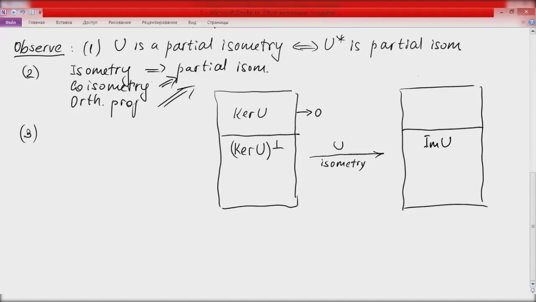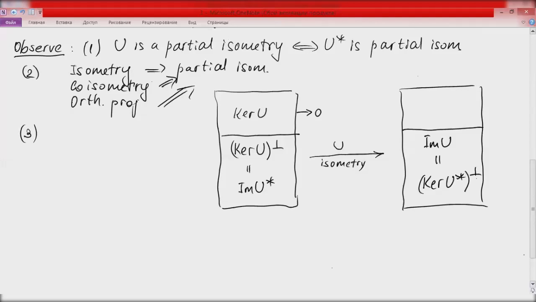Well, let's now recall that this is not the end of the story, because we can now look at U star. So the orthogonal complement of the kernel of U equals the image of U star. Well, why is it so? In fact, for each bounded operator, the orthogonal complement of the kernel equals the closure of the image of U star. But in our case, the image is closed. It's immediate from the definition of a partial isometry. So the image is closed and we have this equality. And for the same reason, the image of U equals the orthogonal complement of the kernel of U star.